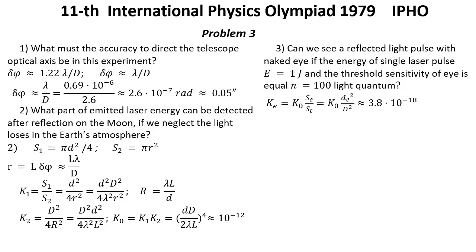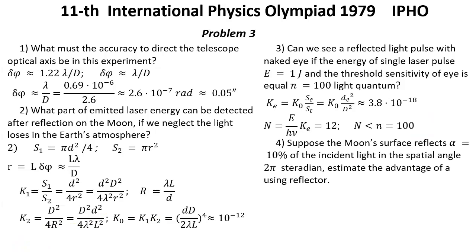So the number of photons big N getting into the pupil of the eye is equal to total energy E, which is 1 joule, over energy of 1 photon, multiplied by K_e, which is about 12. So the number of photons N getting into the pupil of the eye, since big N is less than small n, one cannot perceive the reflected pulse with the naked eye.